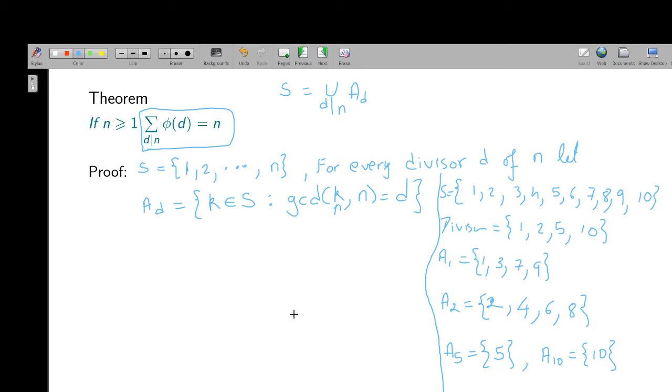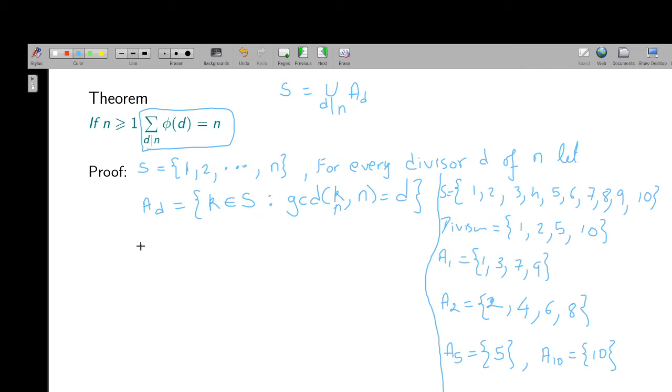And what you can see here is these ADs partition 1, 2 up to 10. You see 1, 2, 3, 4, 5, 6, 7, 8, 9 and 10. So every integer comes in one of the ADs and they are all disjoint. So this is quite clear.